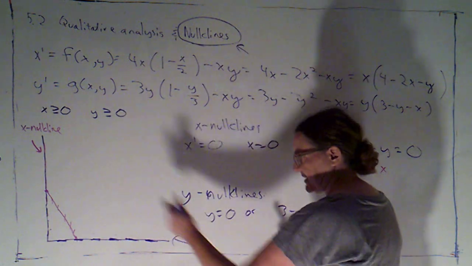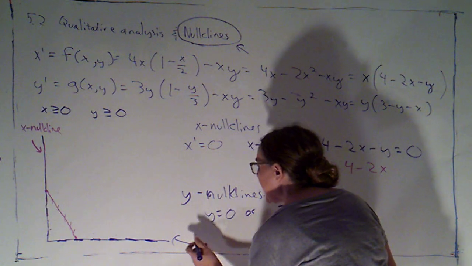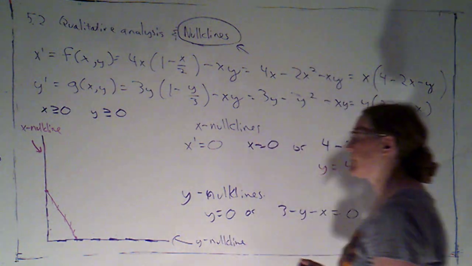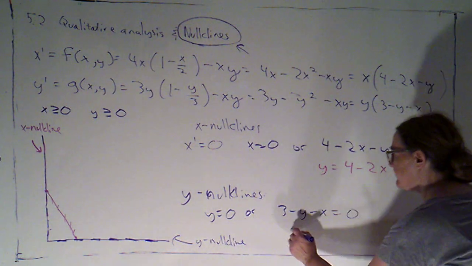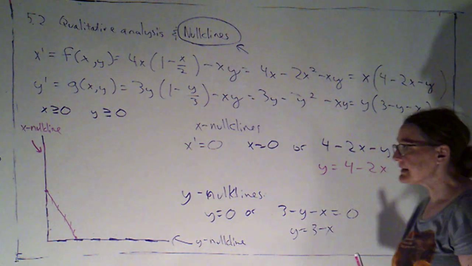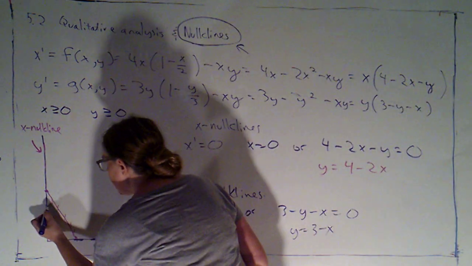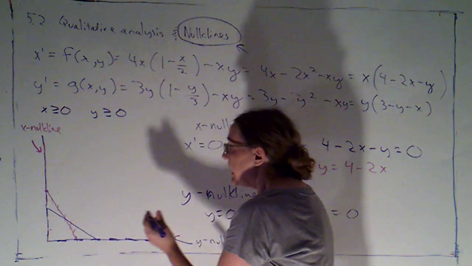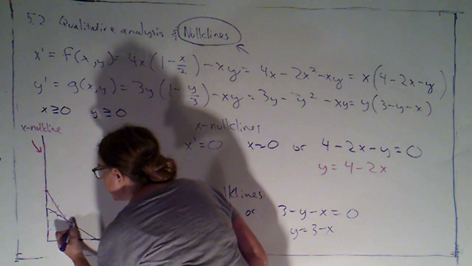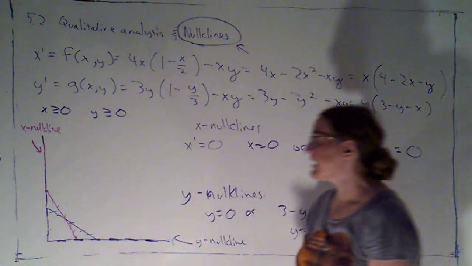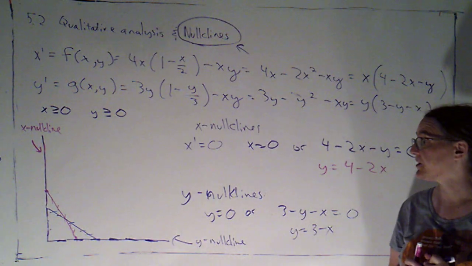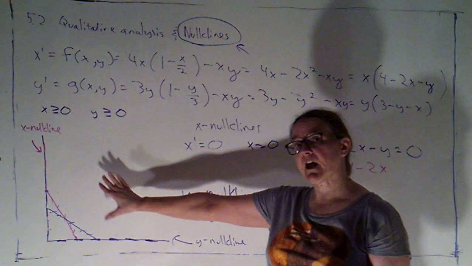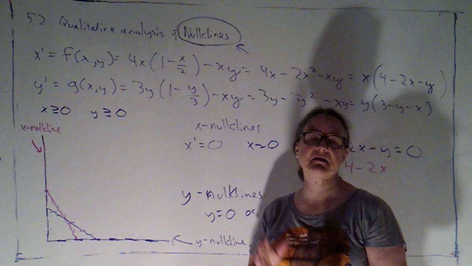So again, because it's hard to see here, I'm going to just make a note that the x-axis here is a y-nullcline. Then here, this curve would be y equals 3 minus x. So that's going to be a line that comes like so. And I'm going to just put some horizontal tick marks along here to indicate that we would have to have a horizontal tangent there.